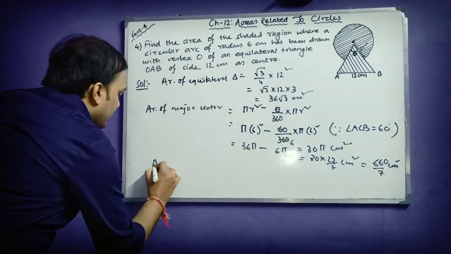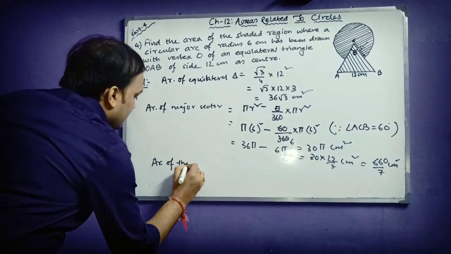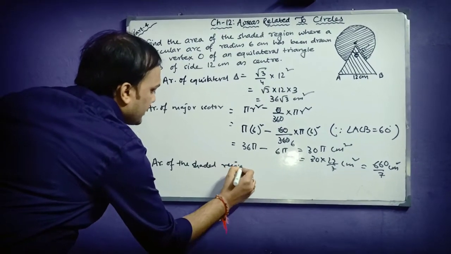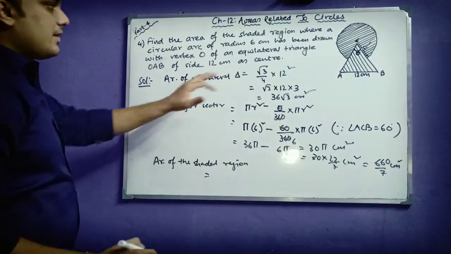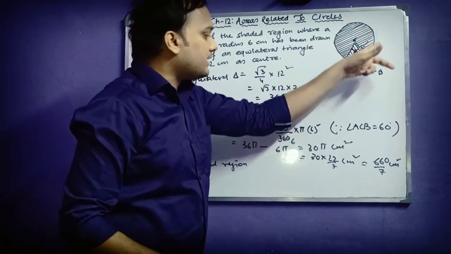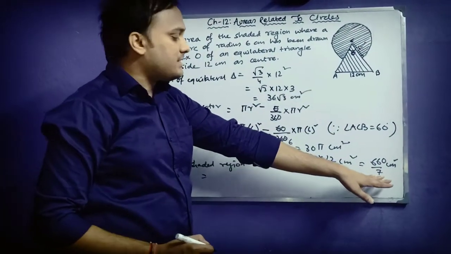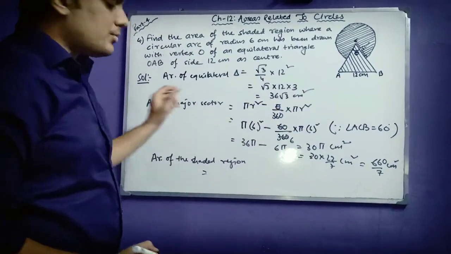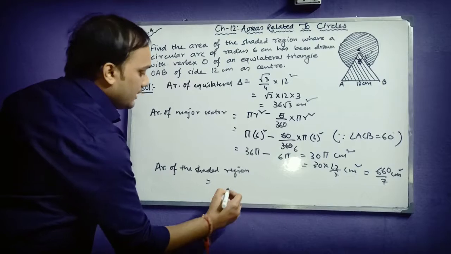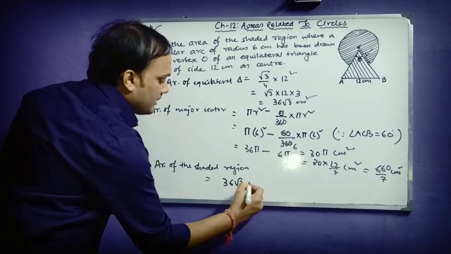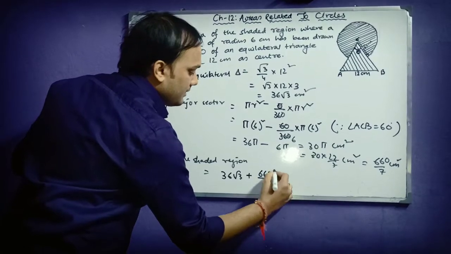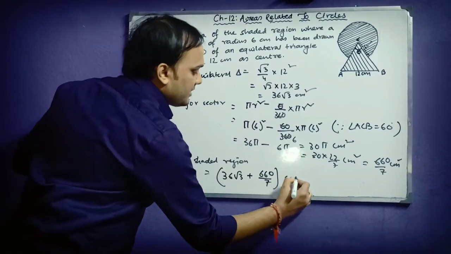So the area of the shaded region, as the shaded region is the complete figure itself, means the area of this major sector, which we have got as 660 by 7 centimeter square, and the area of this equilateral triangle, which is equal to 36 root 3 centimeter square. So it will be 36 root 3 plus 660 divided by 7 centimeter square.